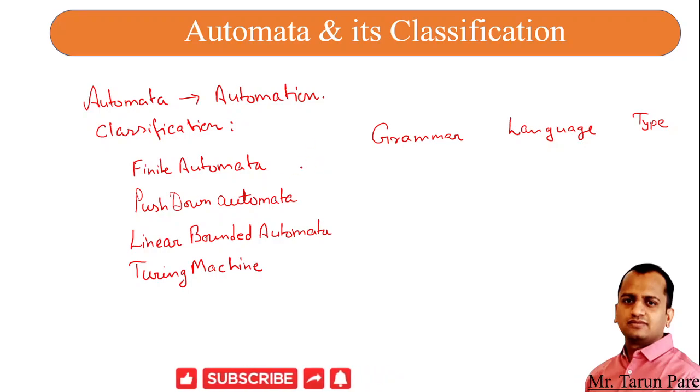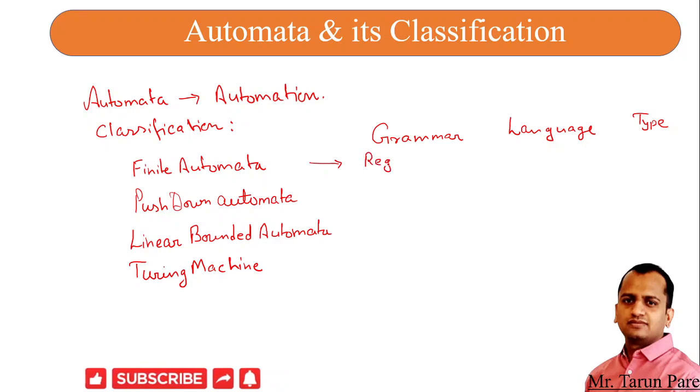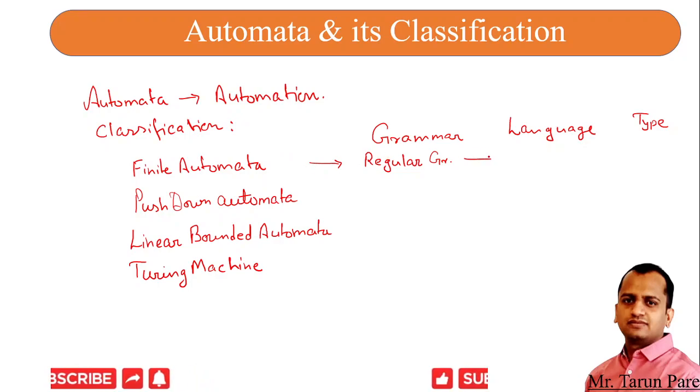So what kind of grammar is preferred by finite automata? Finite automata prefers regular grammar. And if it prefers regular grammar, then the language it supports will be a regular language.